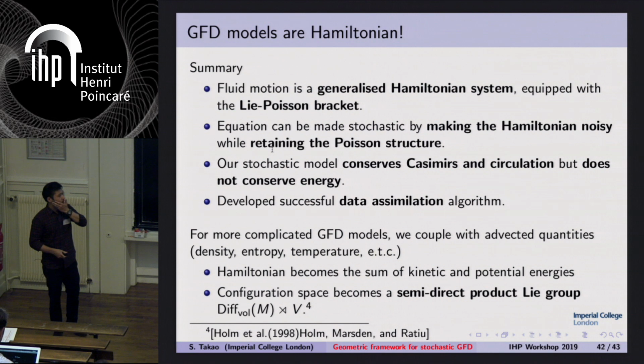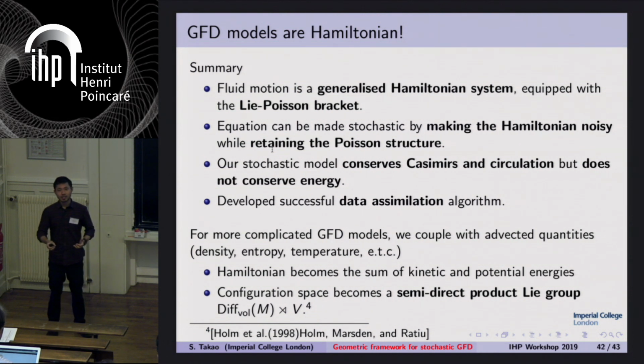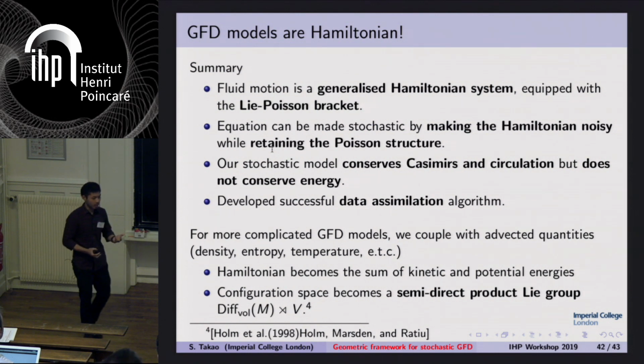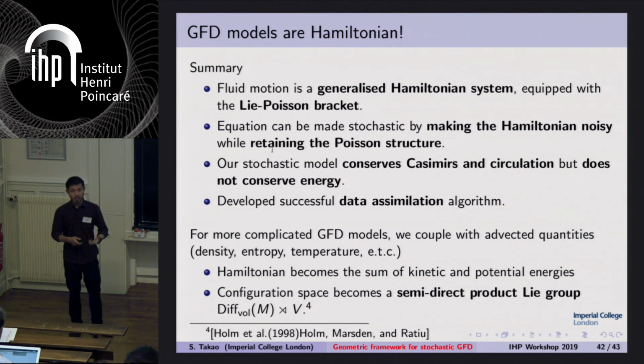Right, so I actually didn't talk much about the GFD models. I only talked about incompressible models, but you can also extend this idea to more complicated GFD models, like, let's say, the Boussinesq equation or the shallow water equation. The way to do this is, instead of just having a kinetic energy, we couple our field with additional advected quantities. So for Boussinesq, we couple with the temperature field. And for shallow water, we couple with the height field.